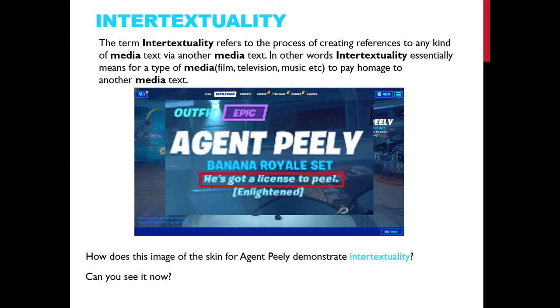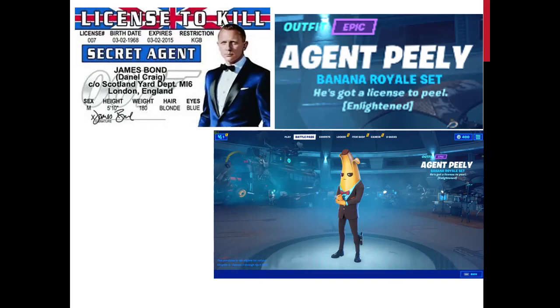So we have intertextuality here. Fortnite are saying, haha, look, we know what James Bond is. We know that James Bond is a very popular character. We know that there are popular films, and people associate certain things with James Bond, and they're showing that here. This is a very good example of intertextuality.